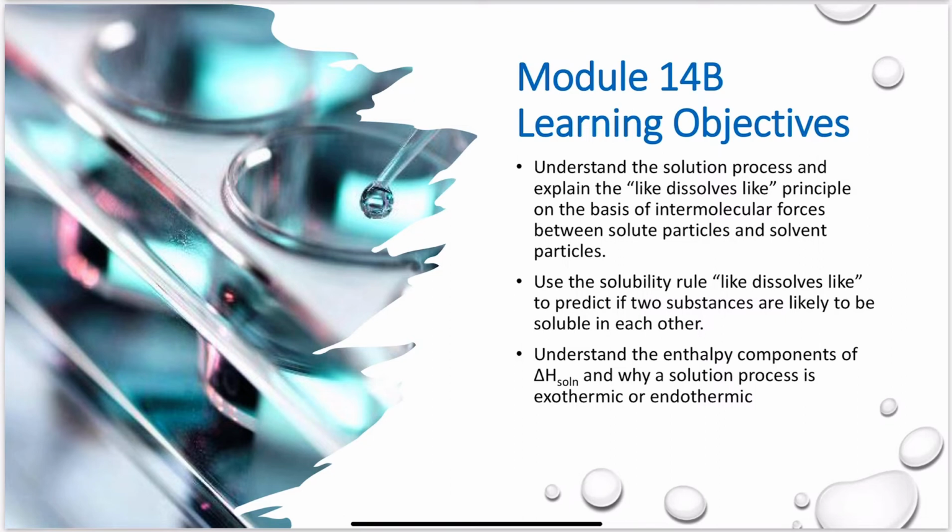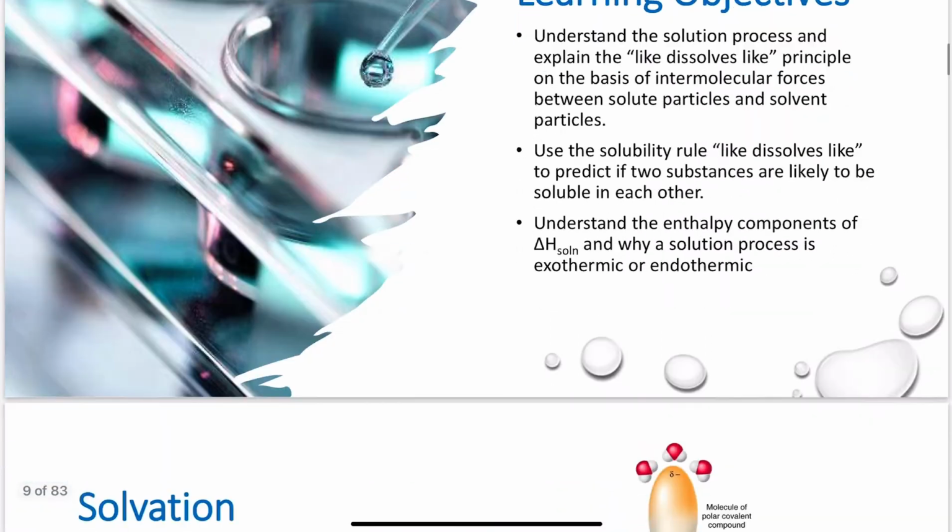A polar compound will dissolve in a polar solvent. A nonpolar compound will dissolve in a nonpolar solvent. Polar solvents are not going to dissolve a nonpolar compound. They don't like each other. They don't want to be around each other. So you should be able to use your solubility rules, like dissolves like, to predict if two substances are likely to be soluble in each other, and understand the enthalpy components, delta H of solution, and why a solution process is endo or exothermic.